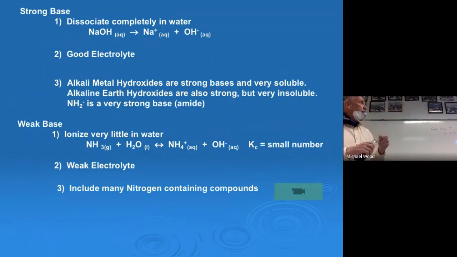demo this real quick. A strong base, like a strong acid, is going to dissociate completely in water. So it's going to break it completely down. So it's going to turn the light bulb on very good. It's a good electrolyte. In reviewing what we learned back in the fall, we call these strong electrolytes.